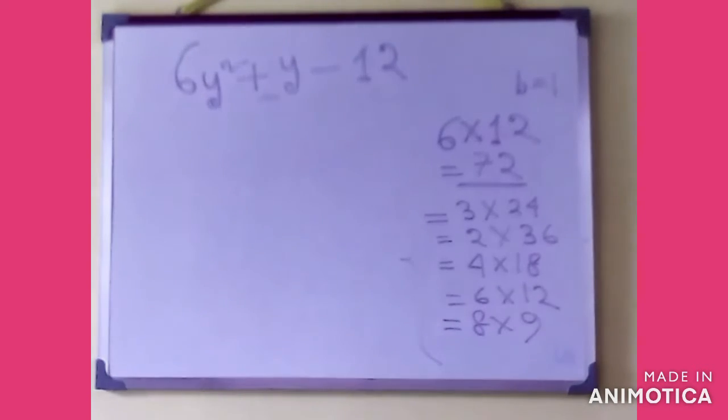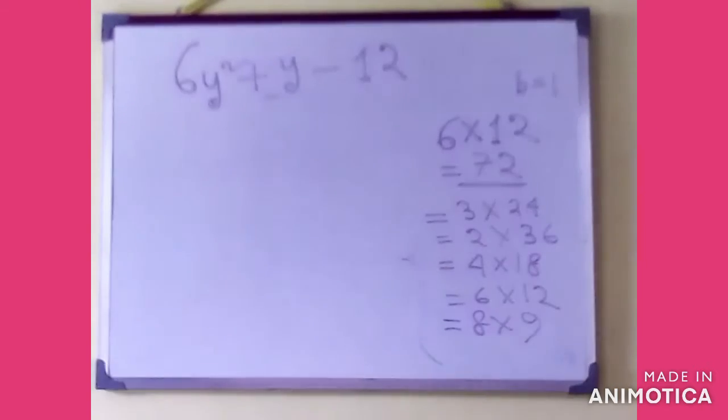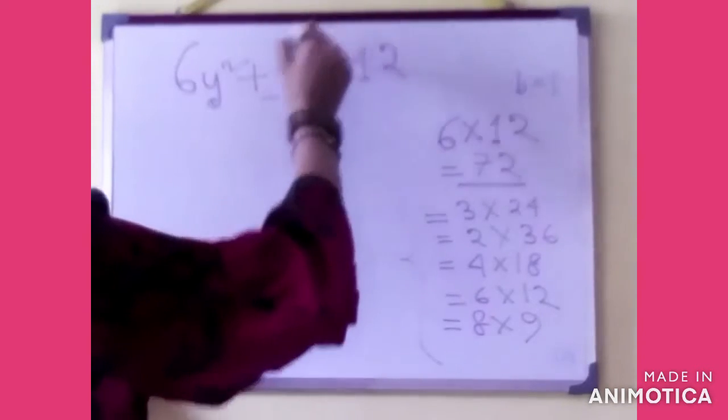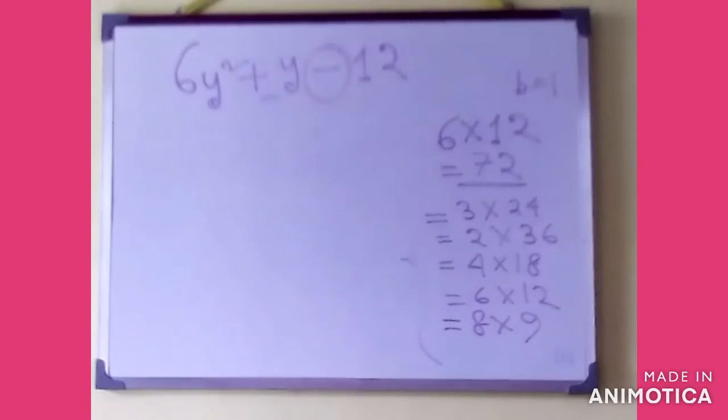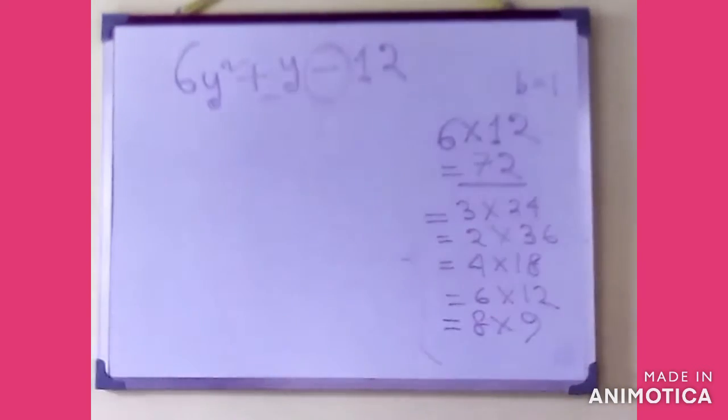So many factors are here. So many combinations of factors. But which one will we take? First, we have to decide how we will get 1. Because here the sign is minus, the operation between a combination of any two factors is subtraction.